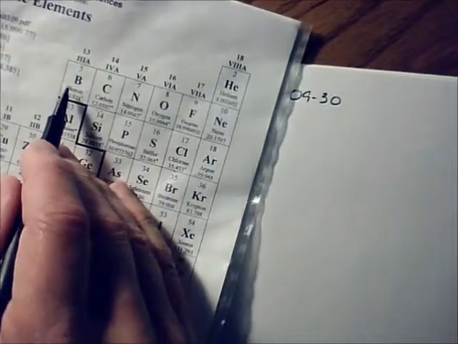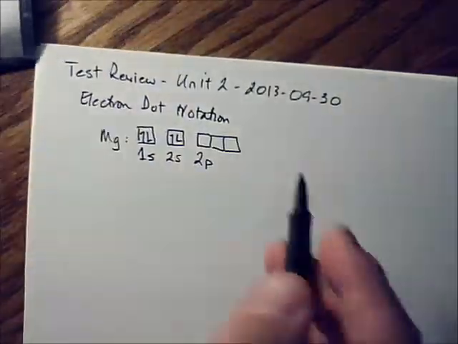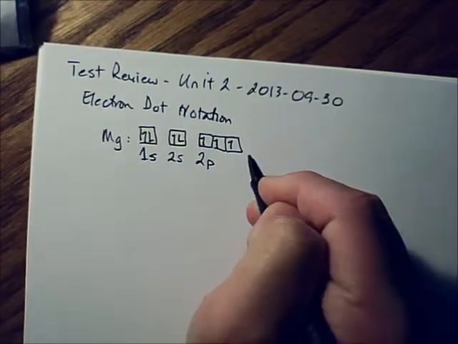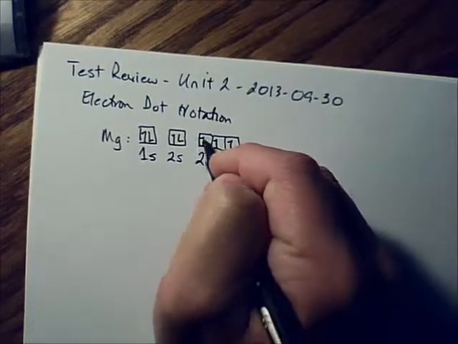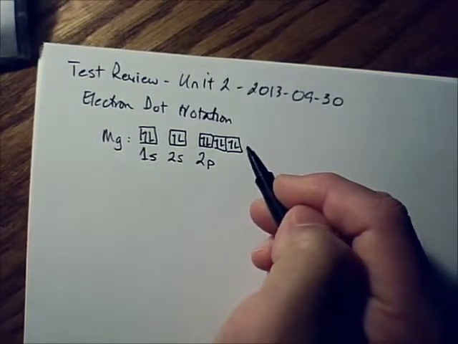Now, since we're going to completely fill this up, we need 1, 2, 3, 4, 5, 6 electrons. And you start by putting 1 in each box, and then if you need more electrons, then you pair them up until you get to the number you need. In this case, all 6 of them will be full.